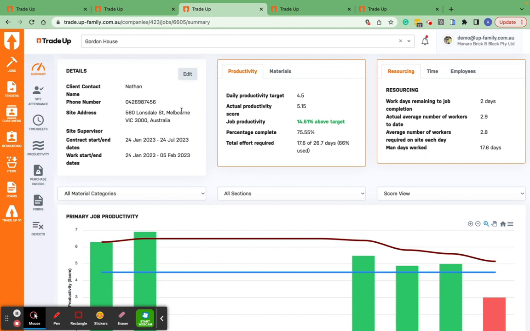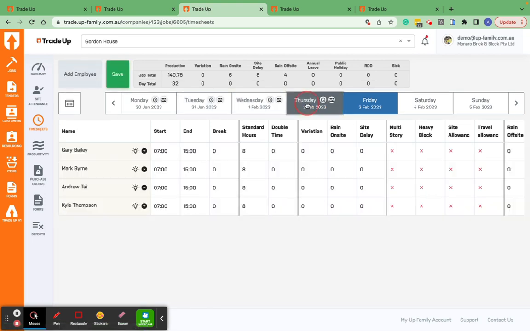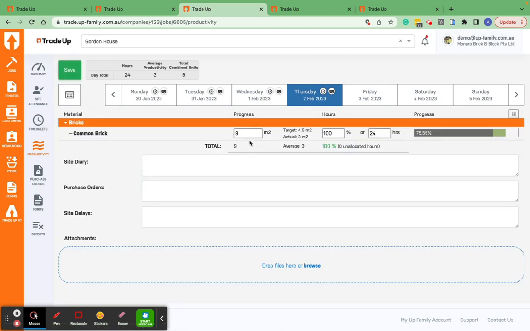So, if we look over at this same job, the house one that we were just looking at a second ago, with the labor productivity daily target of 4.5 meters squared per man per day, what we see is the guys can actually come in here each day. They can enter their timesheets in here. So they'll come along, they'll enter how many guys worked today and create a total amount of time that they've used. And then they'll flick over and enter what they actually installed today. So today, 100% of the time was used to install 9 meters squared of brickwork.